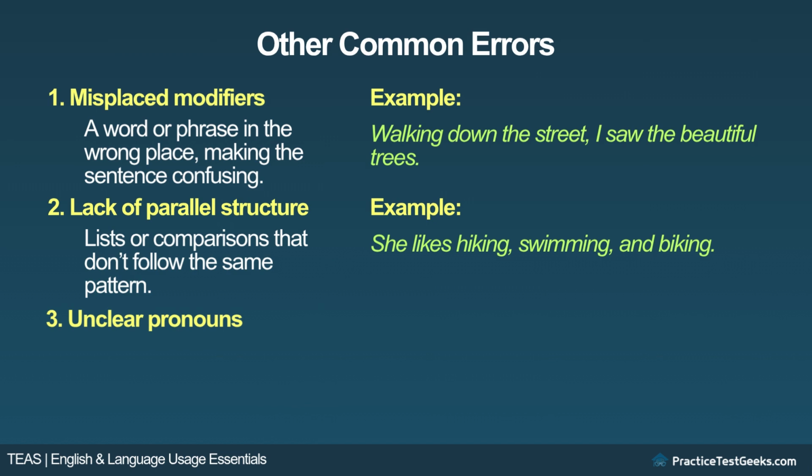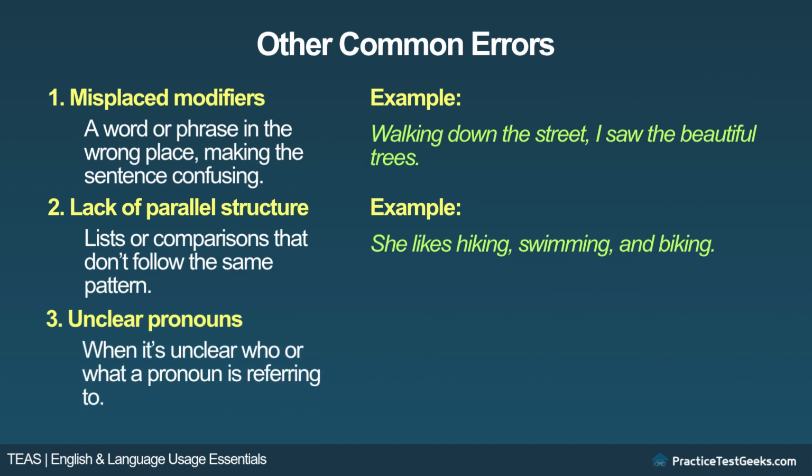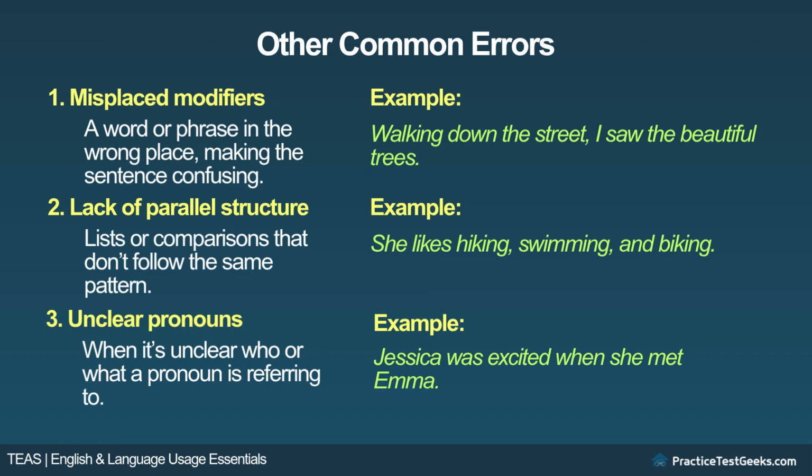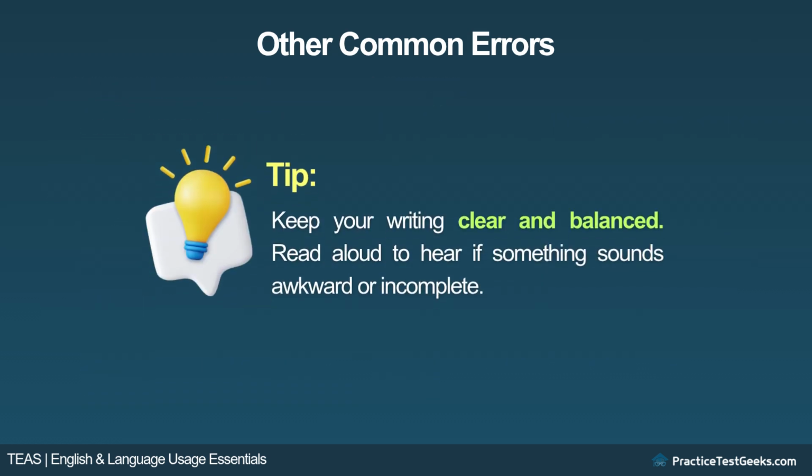Unclear pronouns. When it's unclear who or what a pronoun is referring to. For example, when Jessica met Emma, she was excited. Who was excited? The correct structure is, Jessica was excited when she met Emma. TEAS tip: keep your writing clear and balanced. Read aloud to hear if something sounds awkward or incomplete.